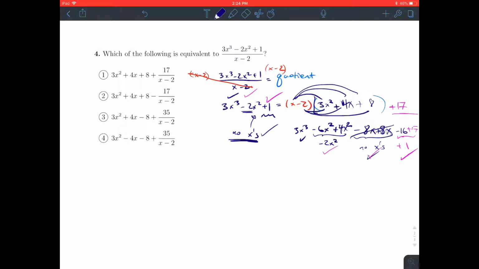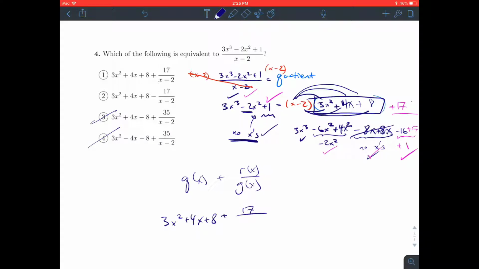So it looks like we've got this blue quotient, 3x squared plus 4x plus 8, plus the remainder, 17, which when we put it in the form q of x plus r of x over g of x is going to leave us with 3x squared plus 4x plus 8 plus our remainder, 17, divided by x minus 2, because that was our g of x. So that is the first option.